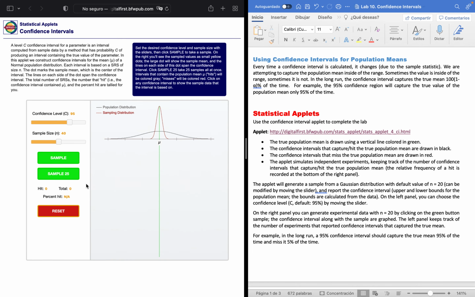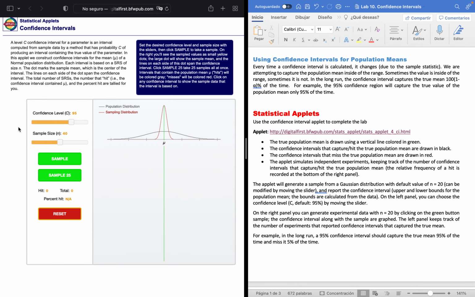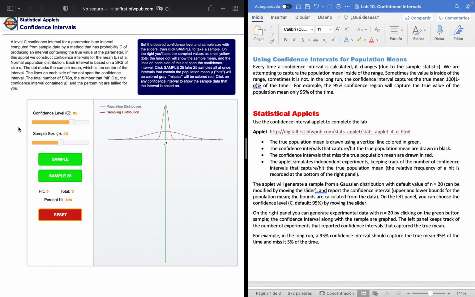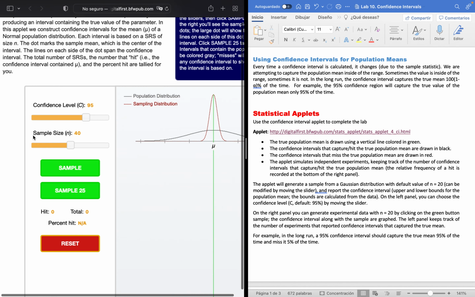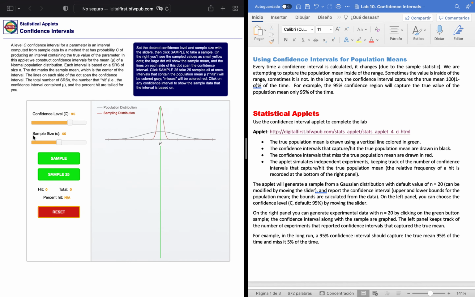All right, so this applet calculates the confidence interval by generating random data. Here, we're not seeing the data, but our concern is going to be only to identify the confidence intervals. So the sample size.